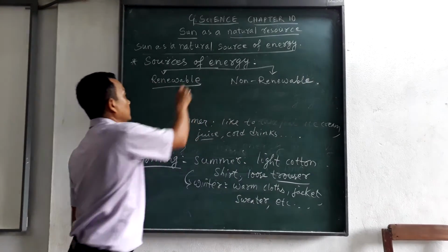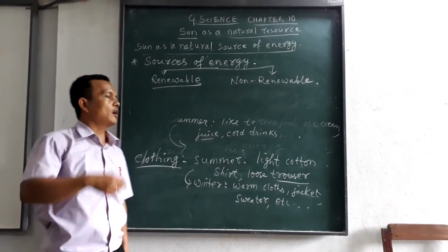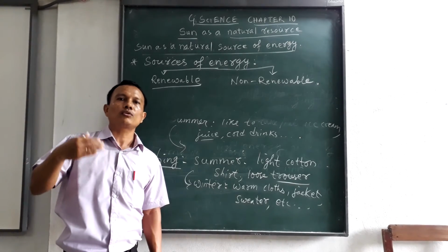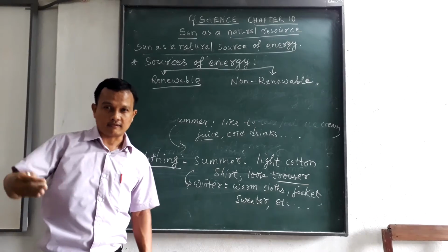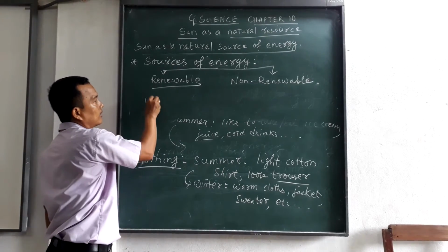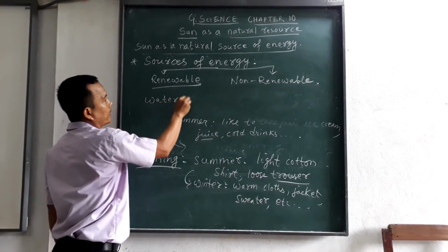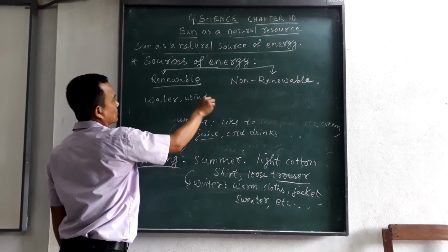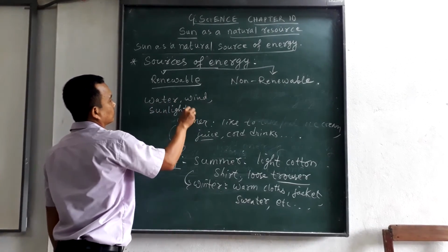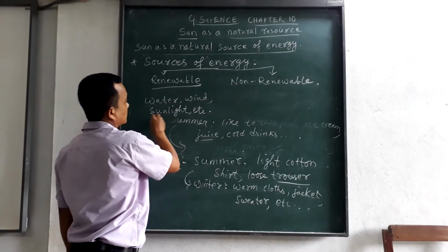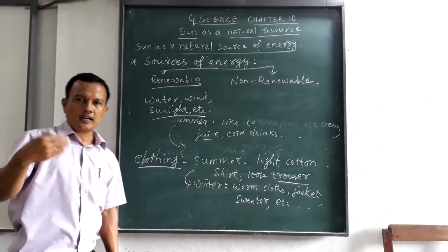Now what is renewable? Renewable means the resources or sources that we can use again and again, like water, wind, sunlight, etc. These things can be used again and again.